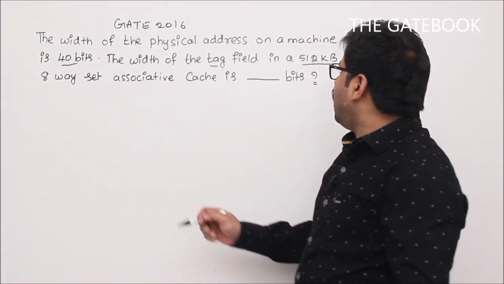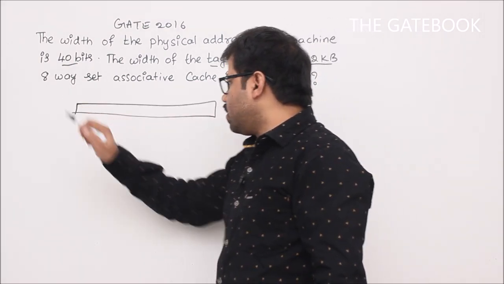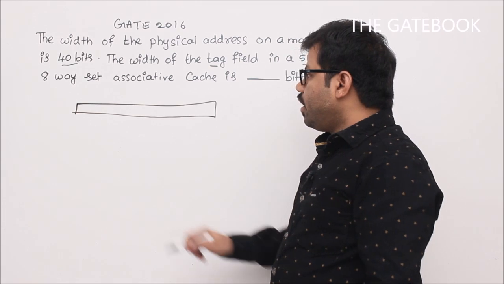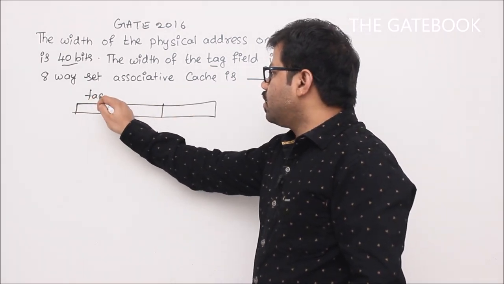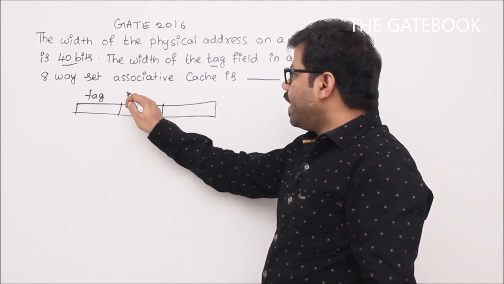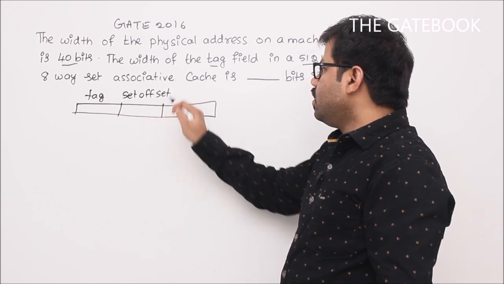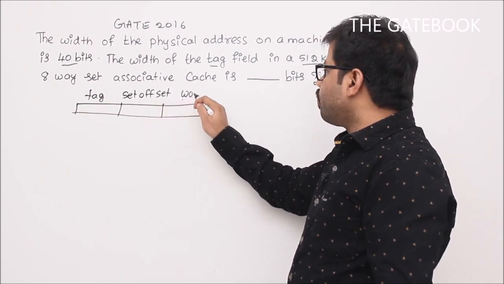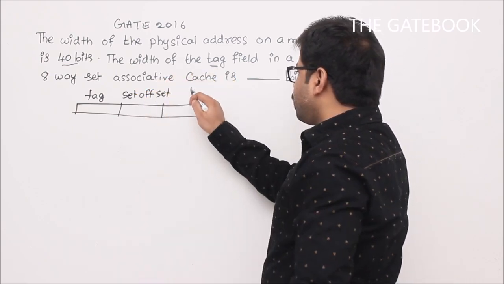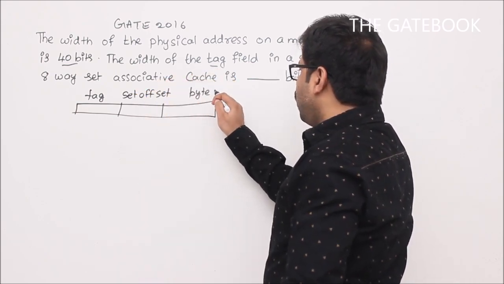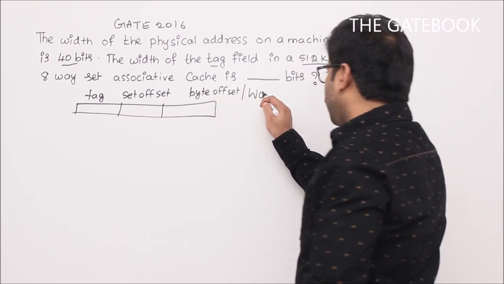The width of the physical address on a machine is 40 bits. We have a 40-bit width physical address. Understand? Now we have to divide it into three parts, right? One is tag bits. Second one, set offset. We know that because it is set associative mapping. Third thing is this part is word offset, correct? So here word offset means finally byte offset. So we can say word offset also, no problem.